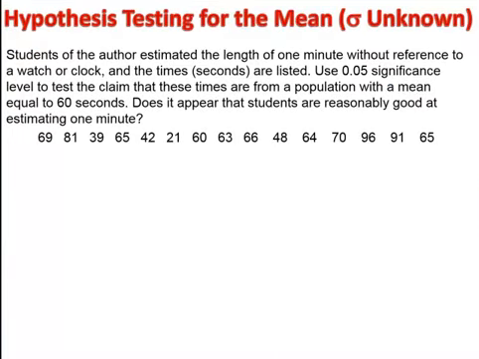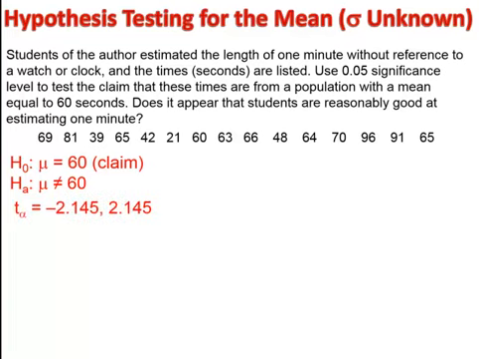Pause and try. So for the hypothesis statement, you should have come up with the mean is equal to 60. That is where the claim is on the null, and the alternative is not equal to 60. Your critical values, because it's a two-tailed test, you have 2 critical values, a negative 2.145 and the positive 2.145.